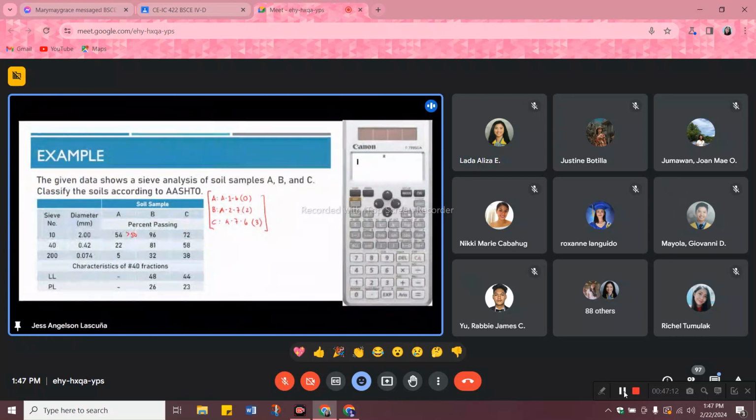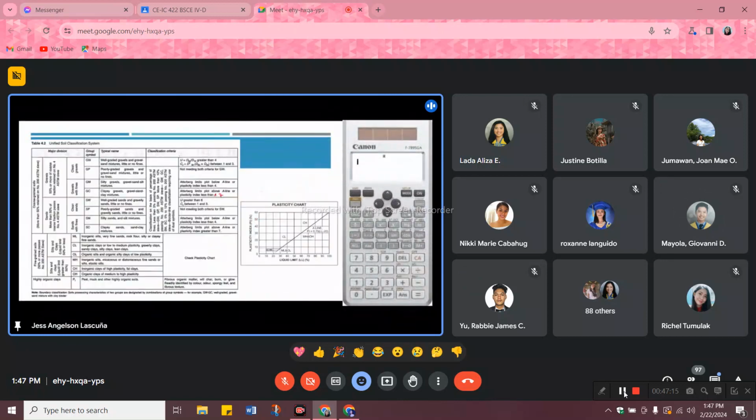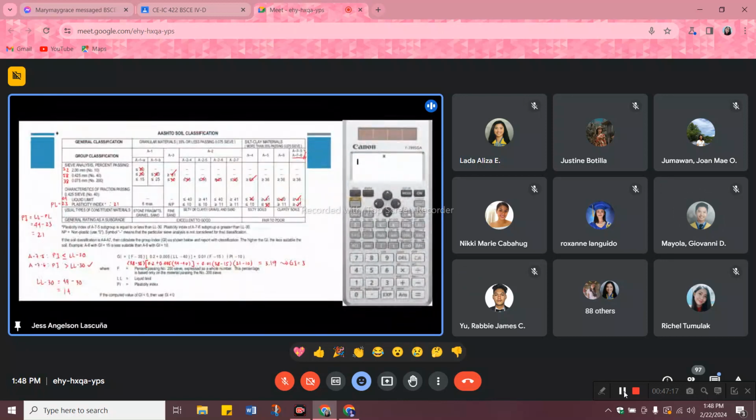So mataw ang atong answer sa kuan, sa ash to. So nag-get sa ang flow sa ash to nga kuan na soil classification. Gets na yun? Gets ra?